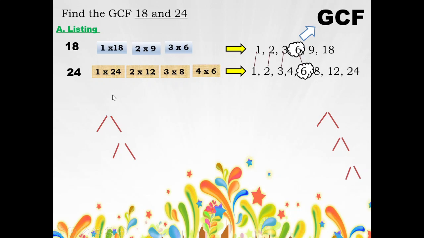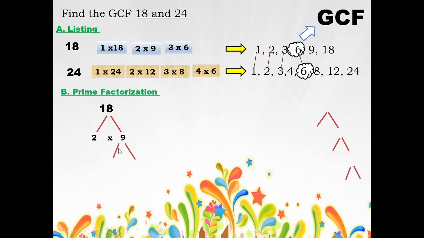Next, let us use the prime factorization. We are going to use a factor tree. So we have here 18. Think ka ng factors, pwede mo ditong makuha sa listing. Ang ginamit ko is 2 times 9. Kahit ano pwede nyo gamitin, pwede nyo rin gamitin ang 3 times 6. Then, 9 is composite number pa.